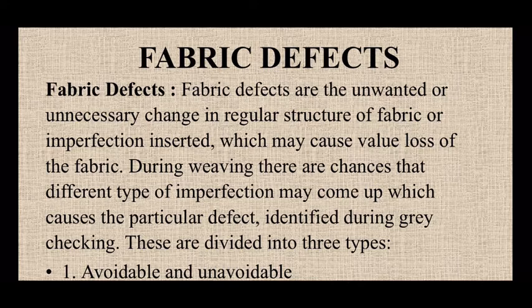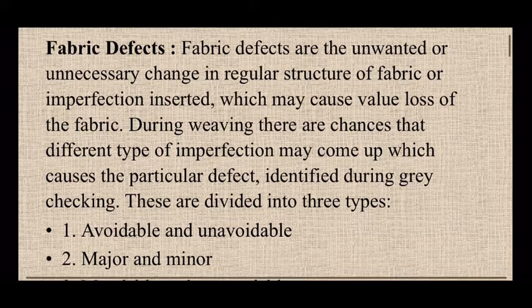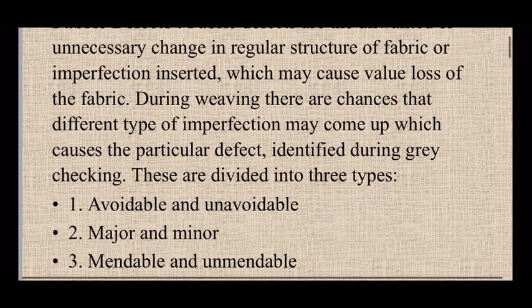These are divided into three types: unavoidable or avoidable, major and minor, mendable and unmendable. So to get a very good value of the fabric, or to produce a quality fabric, our objective is to minimize the fabric defects. If we are able to minimize the fabric defects, then we will be able to produce a good quality fabric, and if we are producing good quality fabric, then we will get good value in the market, good profits in the market, and a good name of the company in the market.